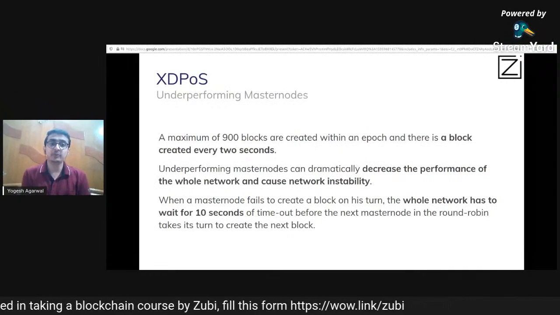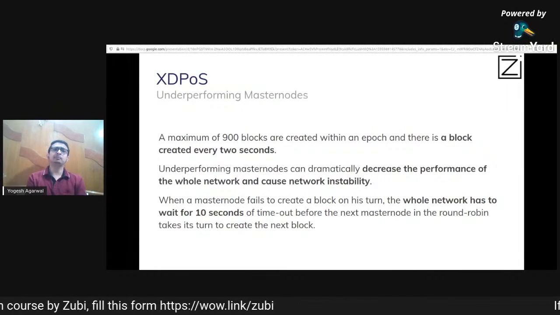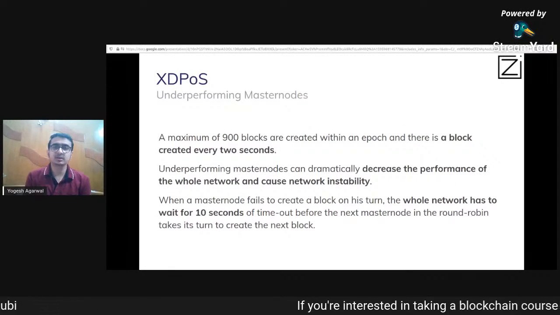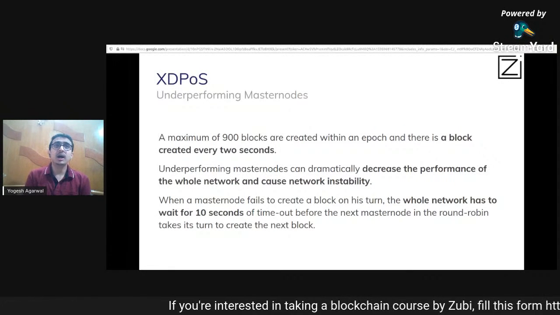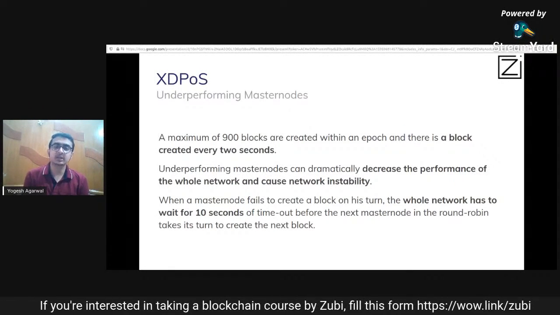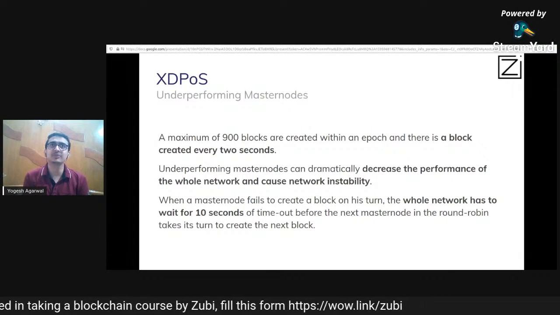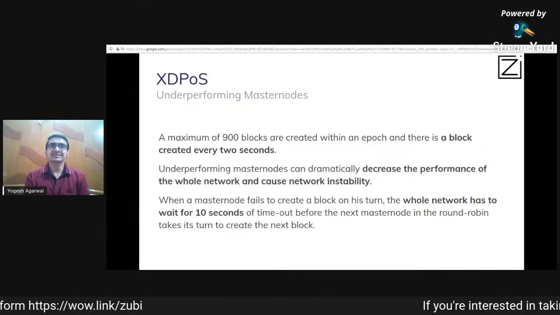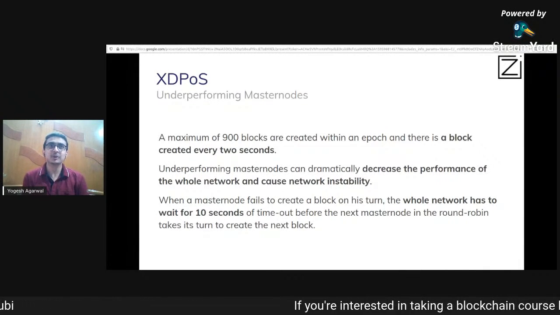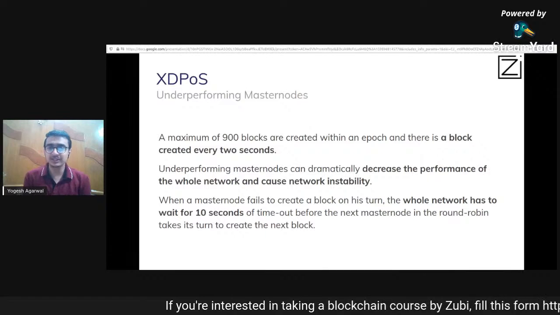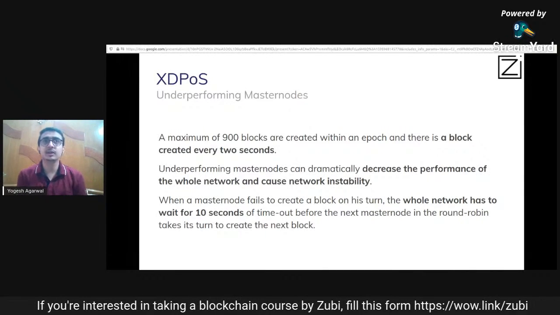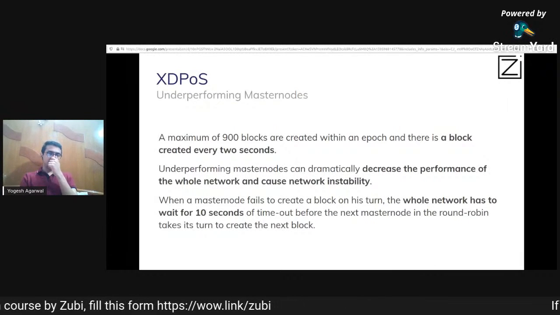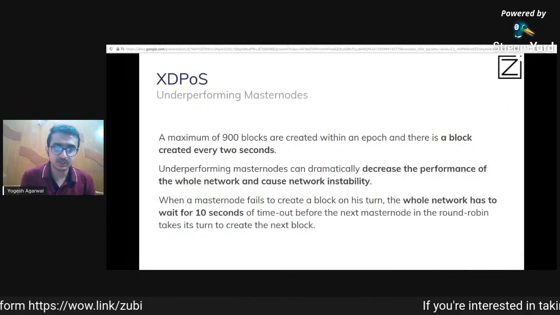Then comes underperforming master nodes. A condition may come wherein, let's say there are 100 master nodes, some of them may be underperforming. They are not creating blocks or they are not verifying blocks. They have just become a master node, closed their system, and gone somewhere. So this condition may occur. So how does XDPoS handle this? First, let's see some other important features before coming to that.